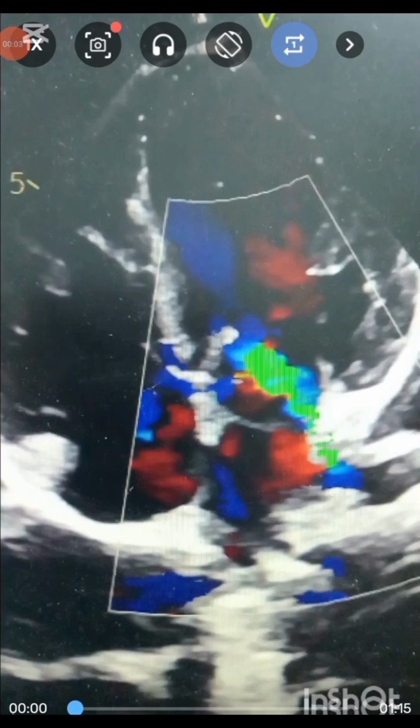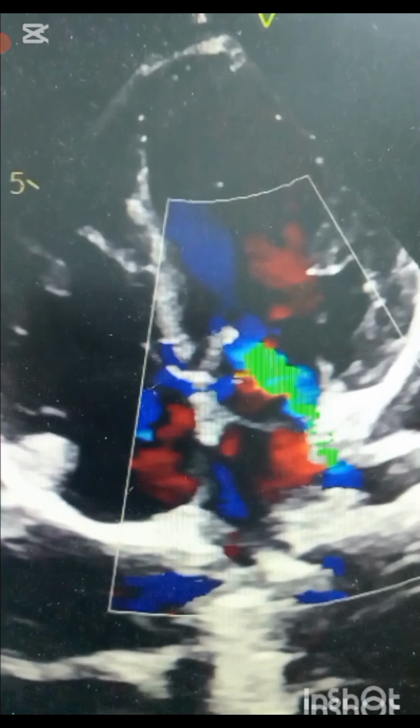As I told you earlier in this video, they have two lesions: the subaortic stenosis and the cleft mitral valve. So we discussed the subaortic stenosis, and we saw how it is visualized. Now we discuss the cleft mitral valve.